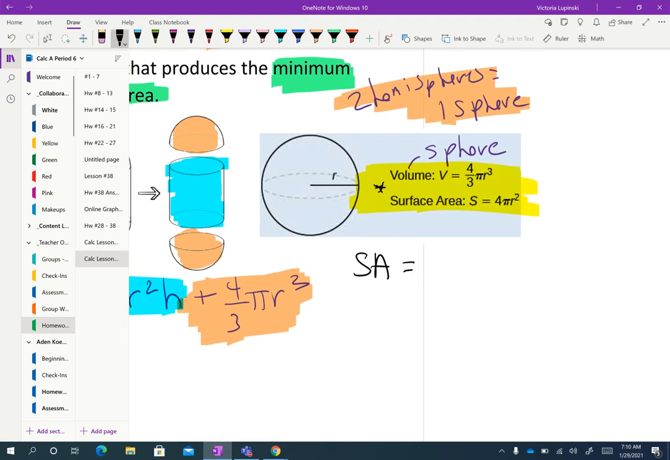If you were to unwrap the cylinder, just like we did in the previous problem, you would get a rectangle. The length would be 2 pi r, which is the circumference of the circle, times height. So 2 pi r h. And again, just a little bit of color coding. That is the surface area of the cylinder. Then you're going to add to that the surface area of the two hemispheres. Because two hemispheres make one sphere, you know that it's 4 pi r squared.